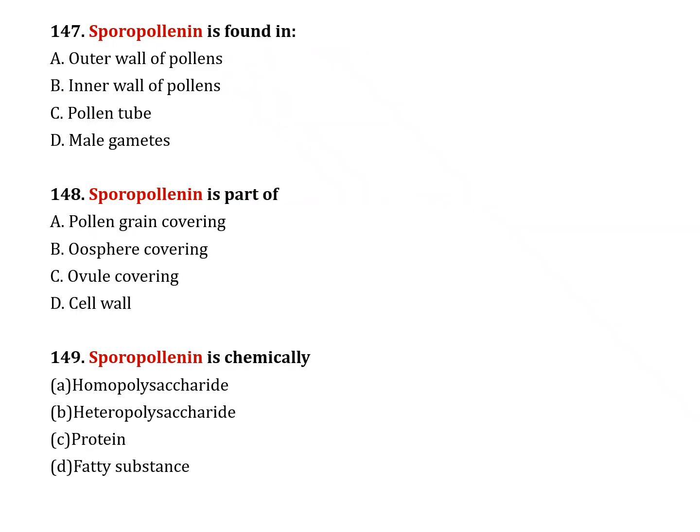The next question, number 147. Sporopollenin is found in option A, outer wall of pollen. Option B, inner wall of pollen. Option C, pollen tube. Option D, male gamete. Correct answer is option A, outer wall of pollen.